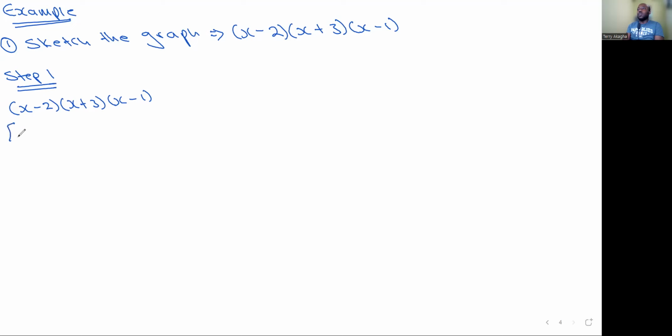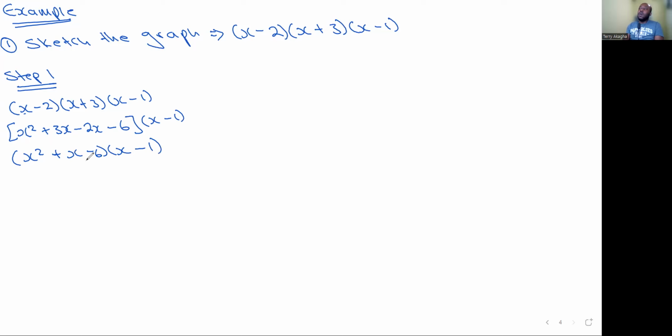So what I'm going to do is x times x will give me x squared, x times 3 will give me 3x, minus 2 times x is minus 2x, minus 2 times 3 will give me minus 6. All this multiplied by x minus 1. So we simplify this bracket. It's going to give us x squared plus 3x minus 2x, which is x, minus 6, and x minus 1.